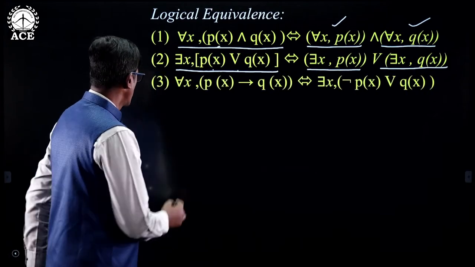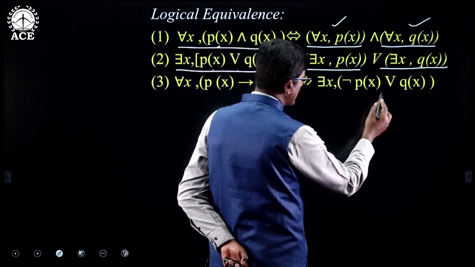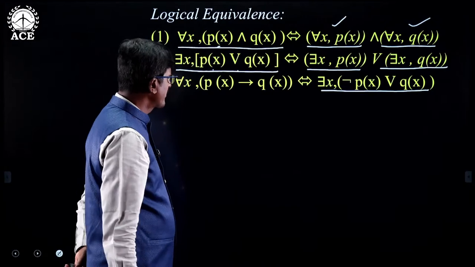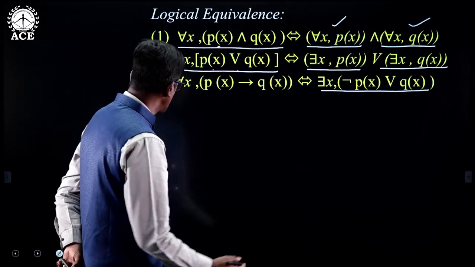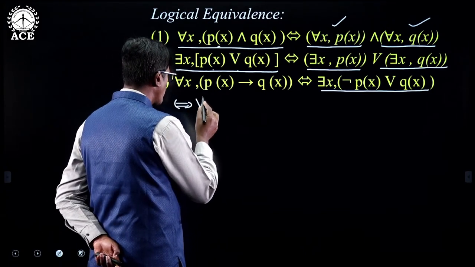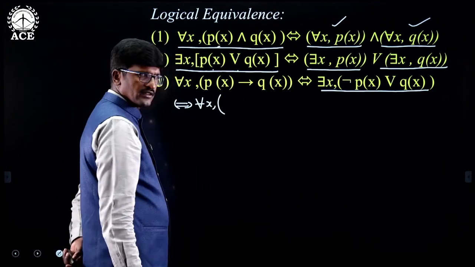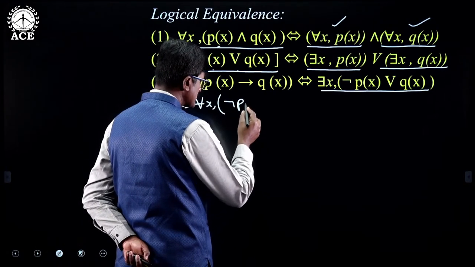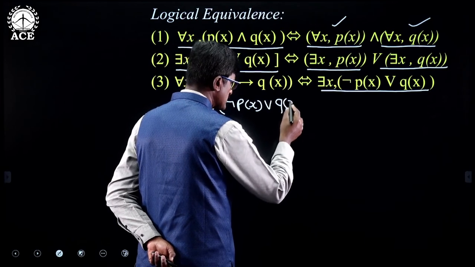The next one, for all x, p of x conditional q of x is logically equivalent to for some x, negation p of x conditional q of x. That means this is logically equivalent to for all x. So this is the conditional statement. If you remove the conditional, then you will be getting negation p of x or q of x. So this is the formula.